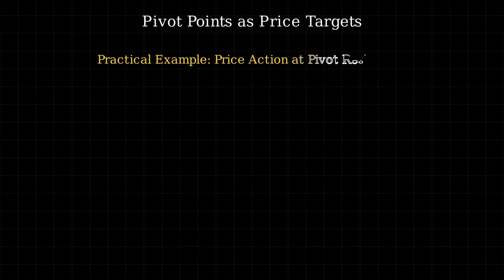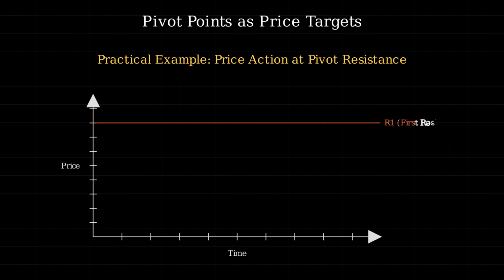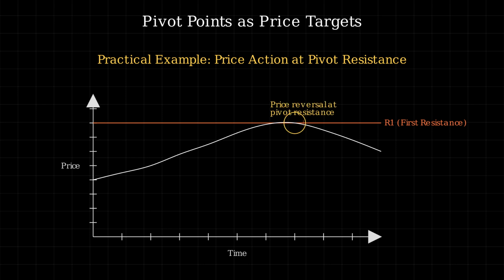Let's examine a practical example of how price action often respects pivot resistance levels as price targets. In this example, we have a price chart showing an uptrend approaching a calculated first resistance level, R1. As price approaches the resistance level, notice how it begins to slow down. This is often the first sign that the pivot target is influencing trading decisions. When price reaches the exact resistance level, it fails to break through and begins to reverse. This reversal happens precisely at our calculated R1 level, demonstrating how pivot points can serve as effective price targets.